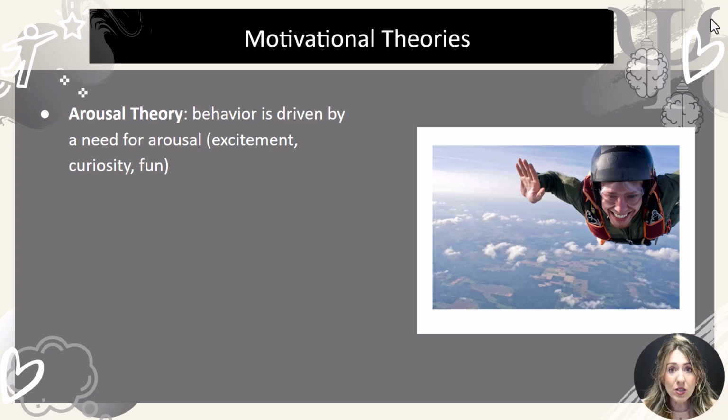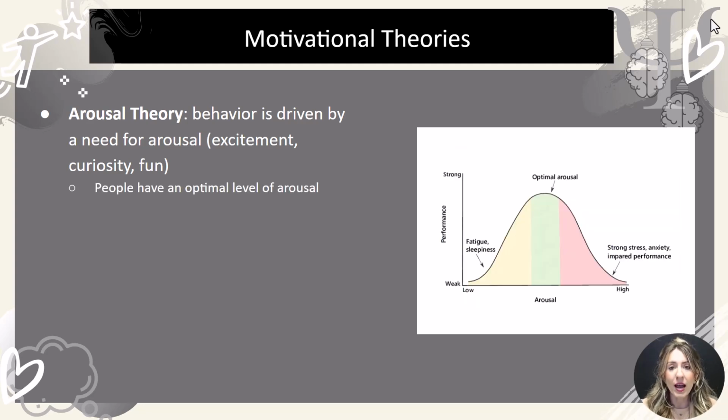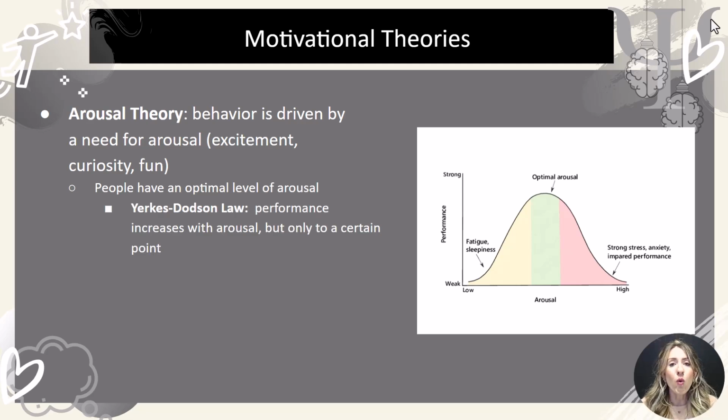Now, what's interesting about this is that all humans have different optimal levels of arousal. So it's not like every human has the same needs for excitement, curiosity, fun, although we all do have that need. So one of the ways that they've looked at this is in terms of how this need for arousal can impact our performance on certain tasks. And what they find is this idea called the Yerkes-Dodson law.